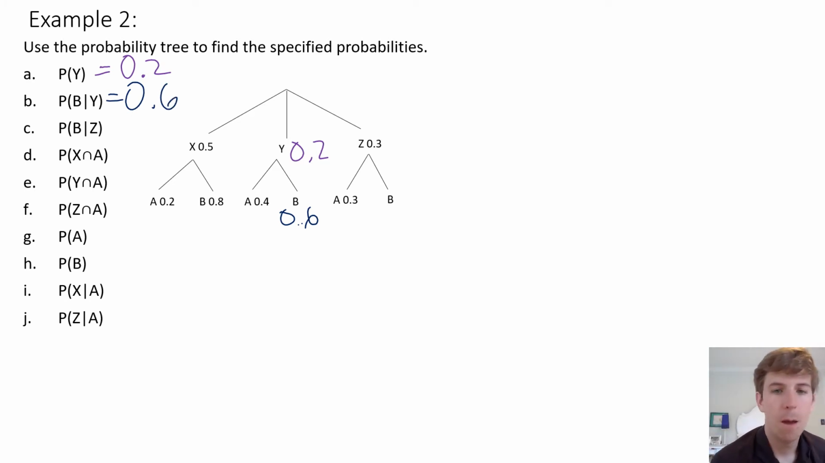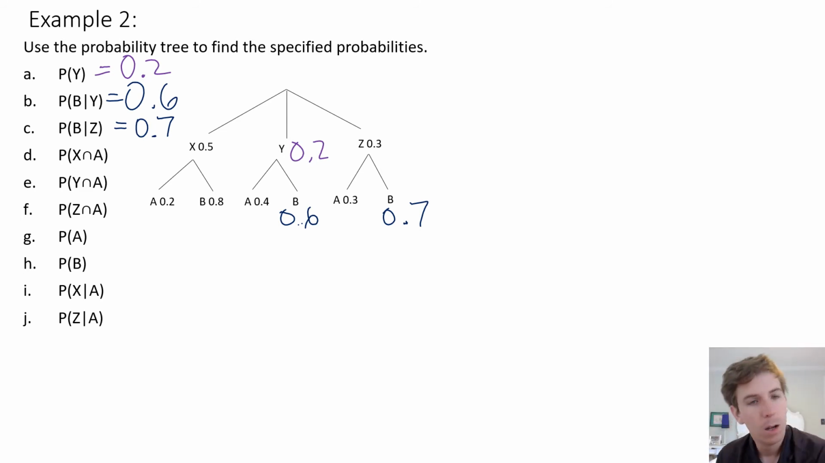B given Z, that's over here. You can use the same logic. We already know that A given Z is 0.3, so B given Z is just going to be 0.7. Now we at least have the tree diagram all filled out. Let's move on to some actual probability work. The first one, part D, the probability of X and A.